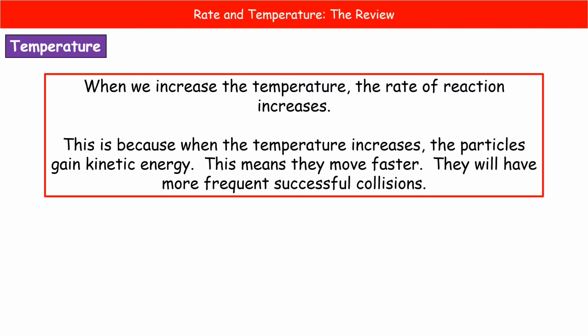And what we're going to find as we go through these, this phrase here, more frequent successful collisions, is going to be like your best friend, your go-to phrase, what you're going to parrot back to me every time I ask you to explain why we get this change in the rate of reaction. When it's temperature, you write that down, you're getting marks. So temperature, increase the rate, because the particles gain kinetic energy, moving faster, more frequent successful collisions.